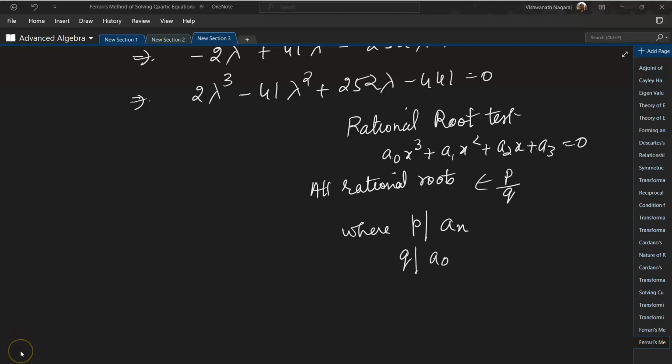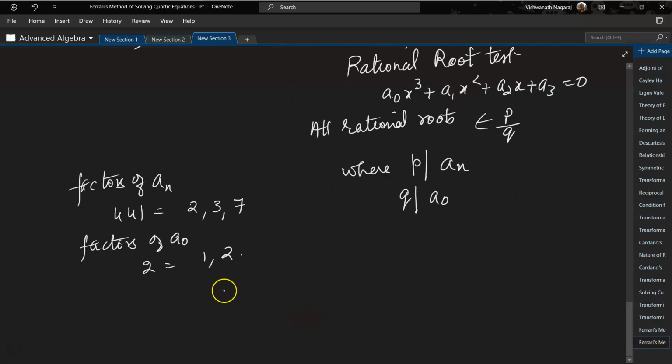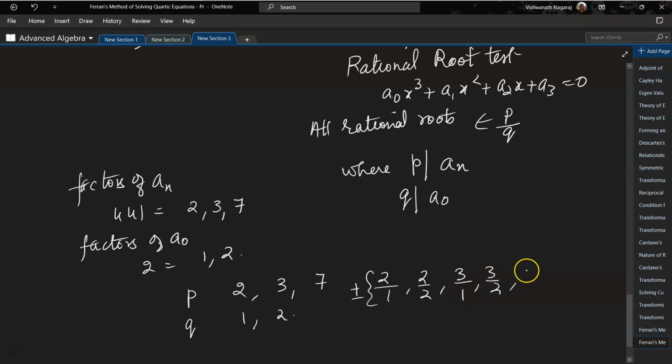So which means if we apply that principle to this, what do we get? Let's see. In our problem here, we have the factors of an, that is 441, which is 3 square times 7 square. And factors of a naught, that is 2, is 1 and 2. That is P, and we have Q, that is 1 and 2. So the roots would be plus or minus 1, 1 by 2, 3 by 1, 3 by 2, 7 by 1, 7 by 2.